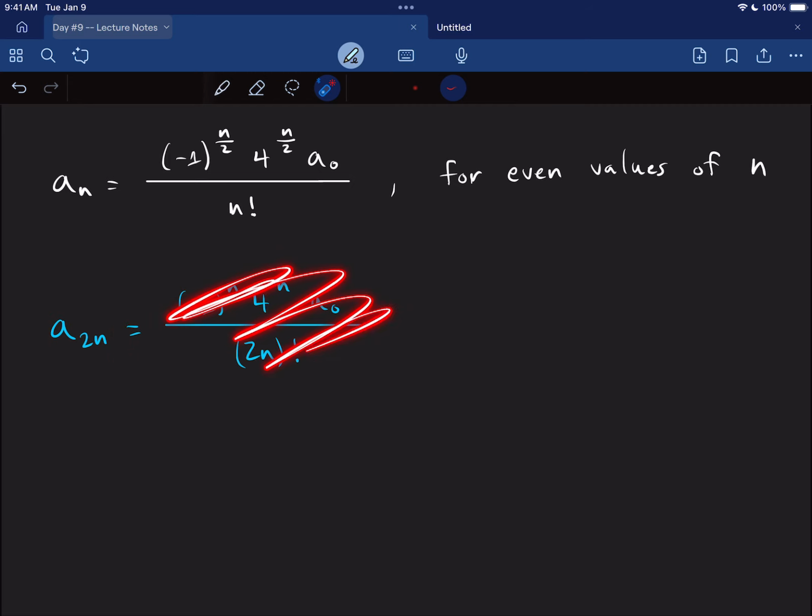I honestly don't even care about this over here. Let's just look right here. If I plug in 1 for n, I have a value for a2. If I plug in 2 for n, I have a value for a4. If I plug in 3 for n, I have a value for a6. So this formula right here, when I choose n to be 1, 2, 3, 4, 5, 6, 7, 8, 9, it only gives me a sub 2, a sub 4, a sub 6. It only gives me the even ones.